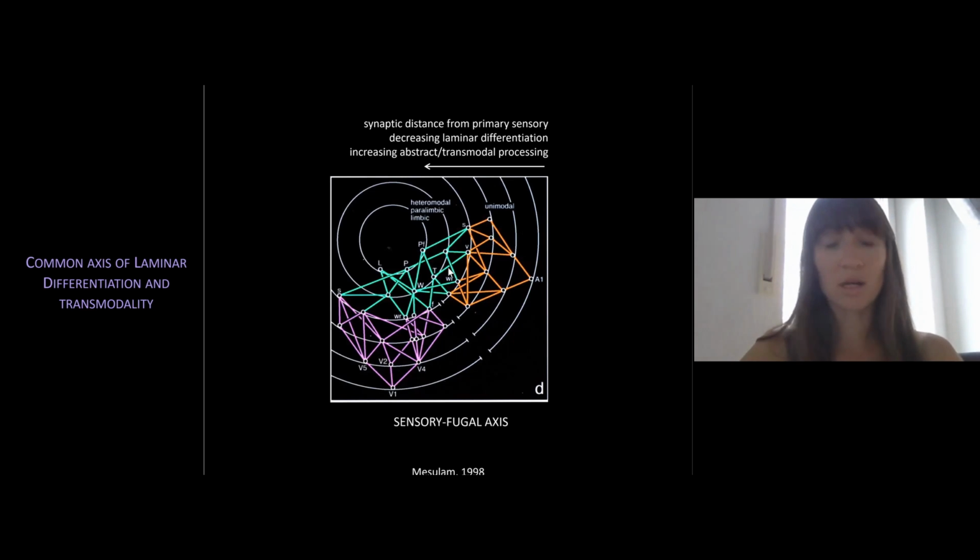Mesulam proposed that these are really systematic changes that are concordant in some ways, and these are the most dominant changes or axes of differentiation in the primate brain. And he labeled this the sensory-fugal axis and suggested that it's a common cytoarchitectural and functional axis.